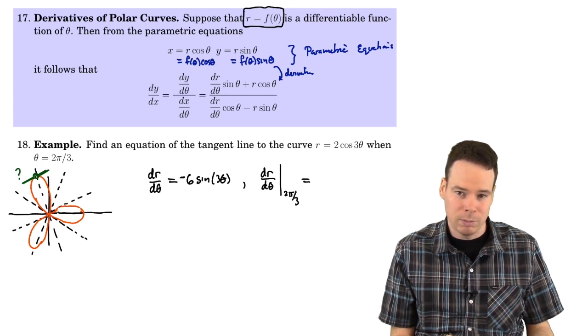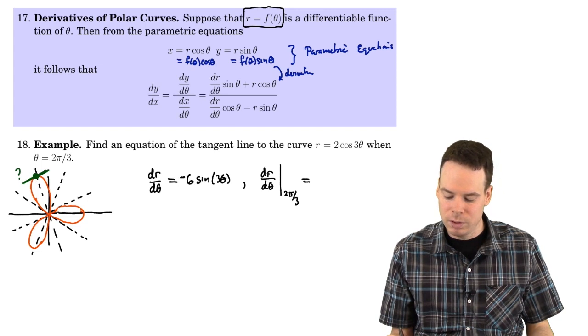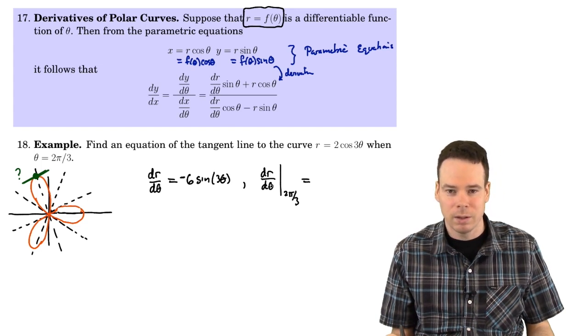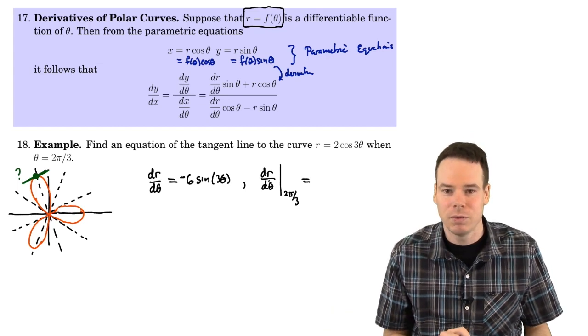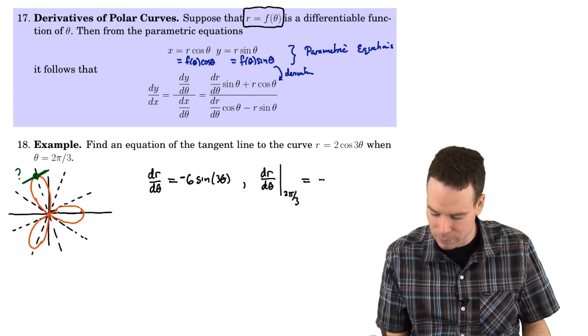R value hits a maximum in terms of theta, then it turns around. What's the derivative of r with respect to theta at a maximum? Should be 0. So this derivative should be 0. Let's see if that's actually the case.